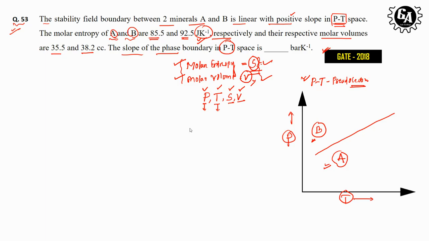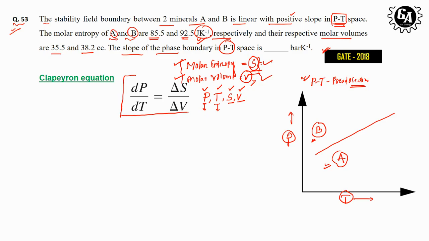So we have one particular formula, called the Clapeyron equation. This Clapeyron equation describes the interrelationship between pressure, temperature, randomness, and volume. This is a derived formula. And how is this formula derived? For its derivation, they have used the concept of free energy, Gibbs free energy.